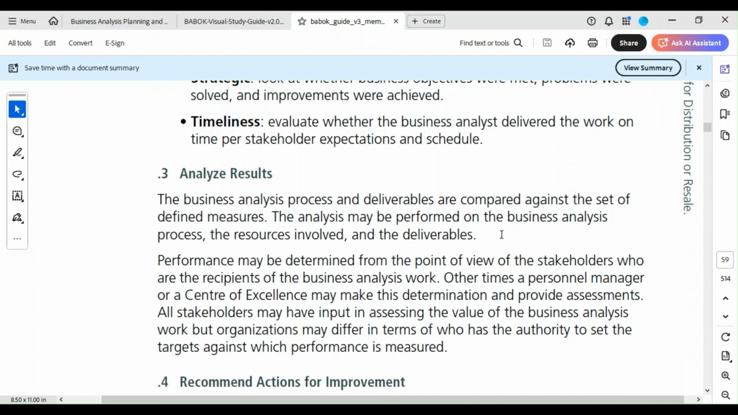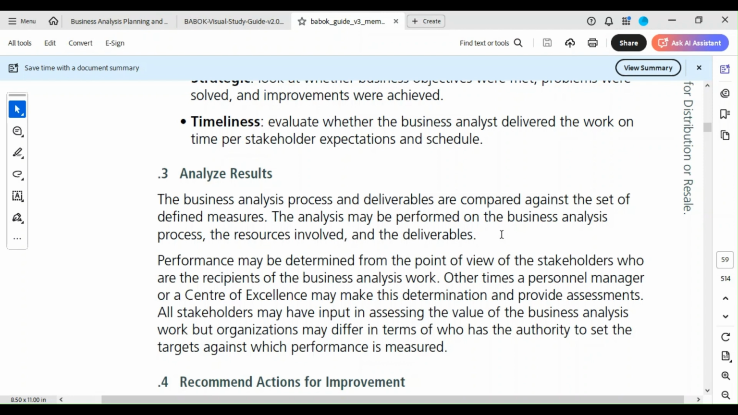Very important: performance may be determined from the point of view of the stakeholders who are the recipients of the business analysis work. That is why whatever you do, you must ensure that you take stakeholder feedback. Is this work meeting your need? What is your view? At each point you measure their response, even on a call, looking at their body language. Other times, a personnel manager or a center of excellence may make this determination and provide assessment.